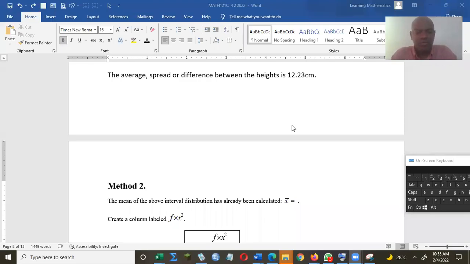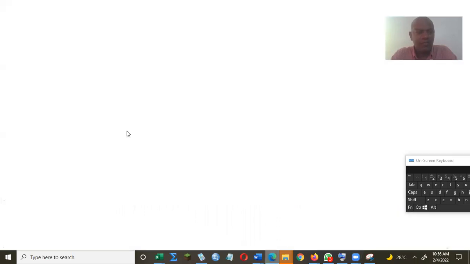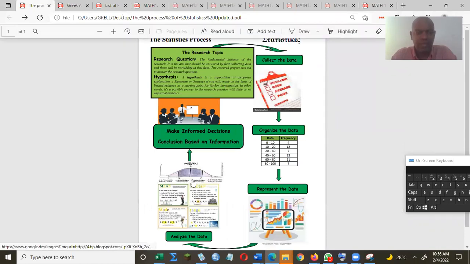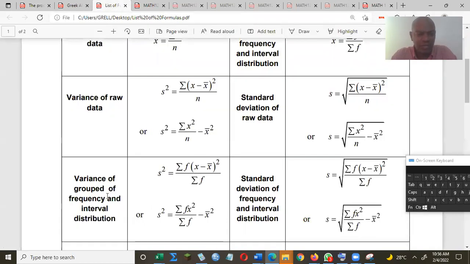Here we are going to demonstrate how to calculate the variance and standard deviation using the second method, or the second formula. The second formula, we can get that in the list of formulas. Bear in mind that we are in numerical analysis. That's assignment B. Assignment A was on collecting, organizing, and representing data. Okay. And we are going to the list of formulas for the second formula for variance using grouped data. And here it is.